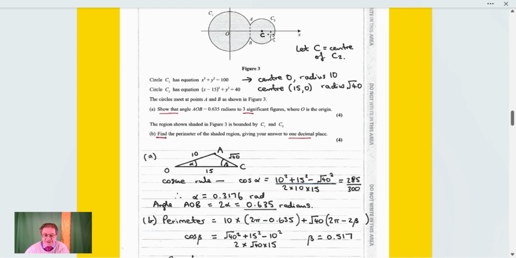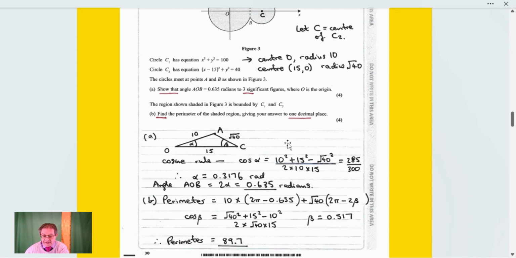I know the radius of circle C2 is root 40, that is AC, and the distance from O to C is 15 because of the equation of circle C2. I want the angle I've marked as alpha, so cos of alpha will be 10 squared, add 15 squared, take root 40 squared over 2 times 10 times 15, which gives me 0.3176 radians, and angle AOB will be double that, which is 0.635 radians as required.